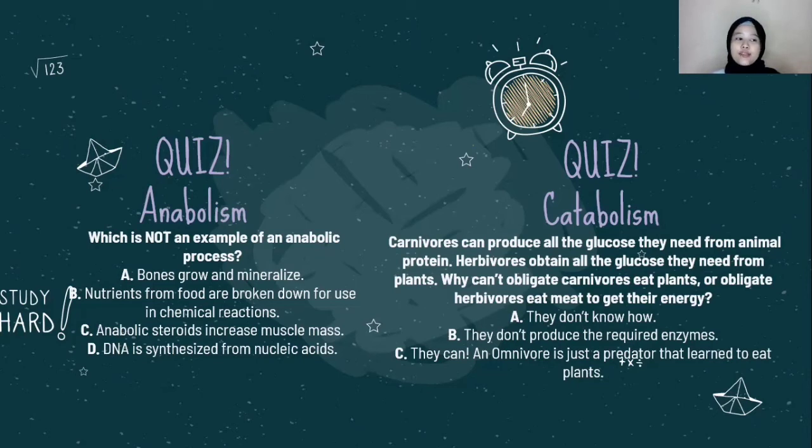The first question: which is not an example of an anabolic process? The second question: carnivores can produce all the glucose they need from animal protein, while herbivores obtain all the glucose they need from plants. Why can't obligate carnivores eat plants, or obligate herbivores eat meat, to get their energy? Okay, I can wait.